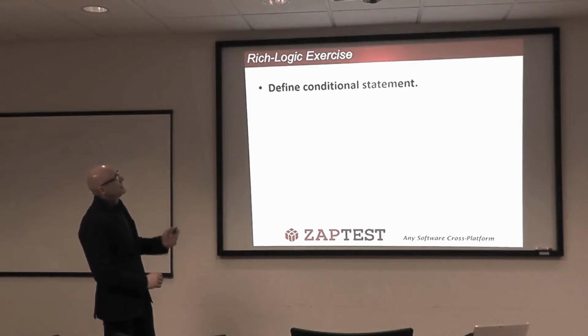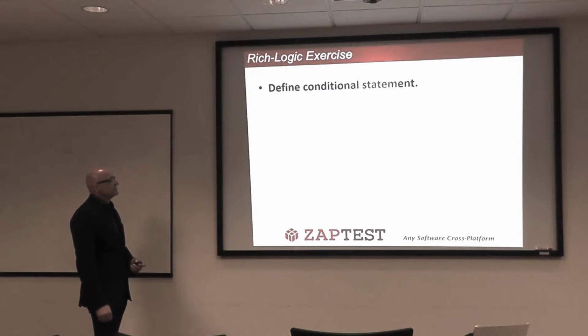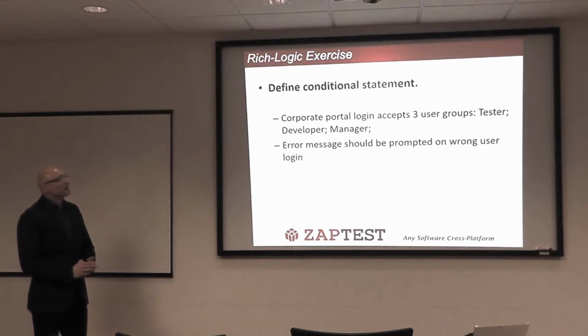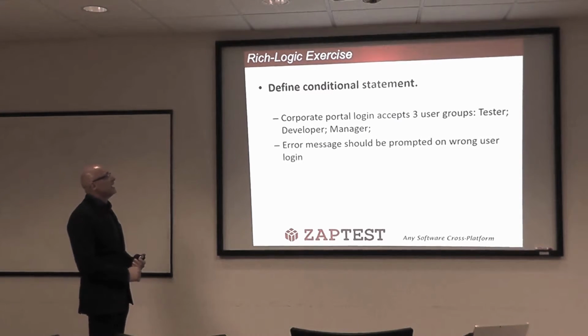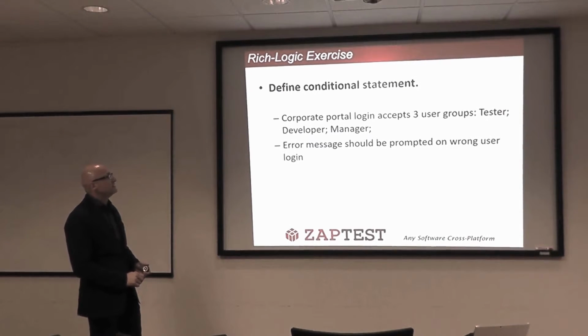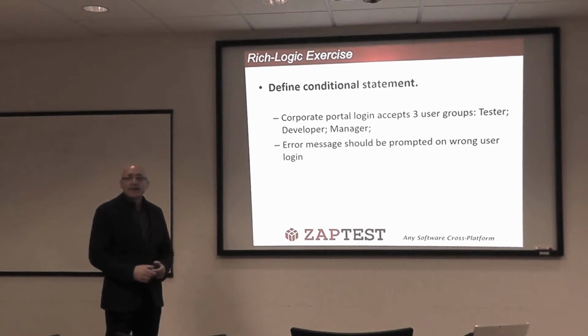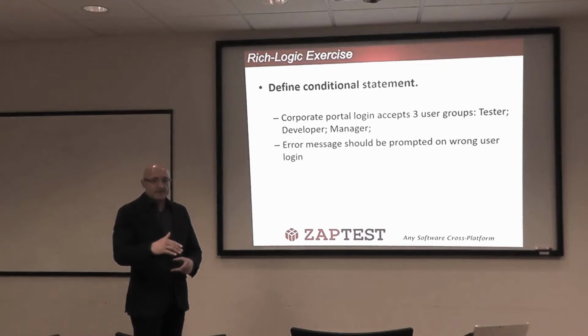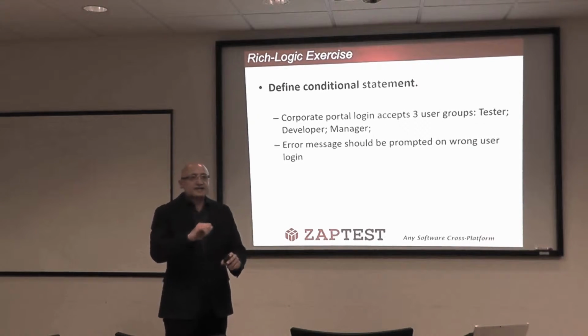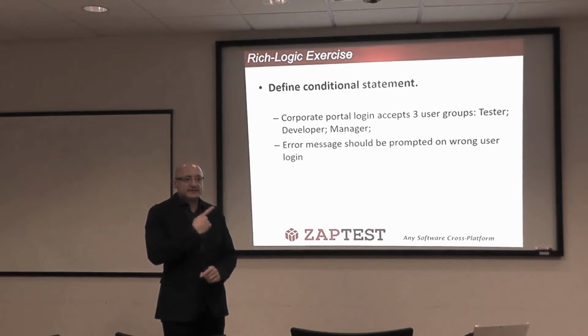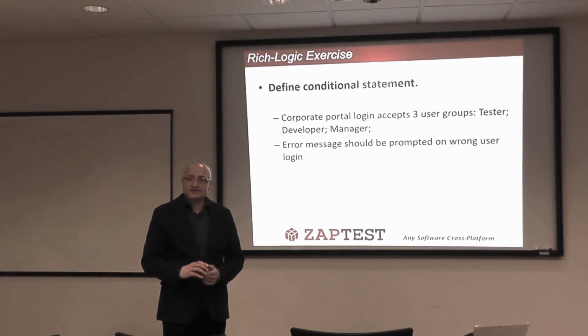Let's do the exercise. Define a conditional statement. The corporate portal accepts 3 user groups: tester, developer, and manager. An error message should be prompted on any other user login. Take a pen and paper. Let's take a few minutes. Just write a conditional statement that can implement this logic as an exercise.